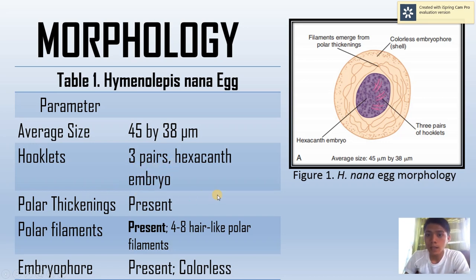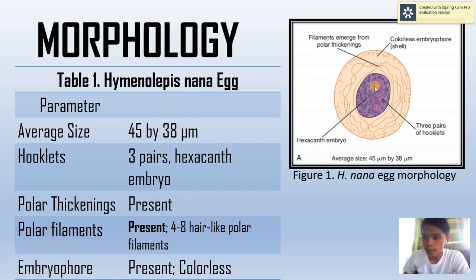Polar thickenings is present just like the diminuta, but unlike the diminuta, it has polar filaments. As you can see here, this is an illustration of an egg of H. nana. H. nana has a delicate structure. This is the outer membrane, which is a very thin membrane, and the inner membrane, which encloses the oncosphere. Now, the oncosphere is actually a larva inside, enclosed by an inner membrane, which is also a thin membrane.